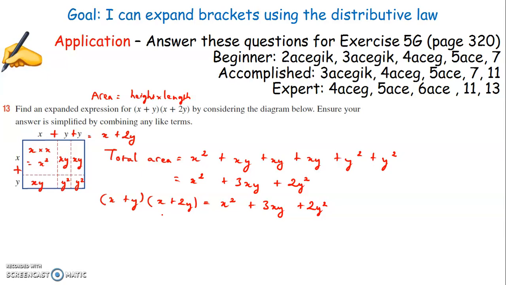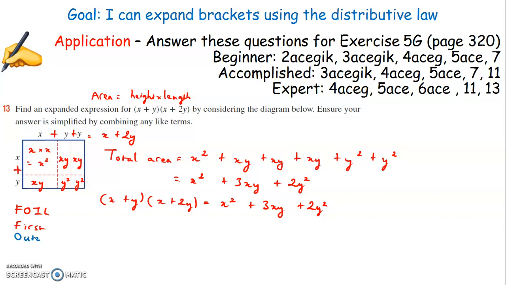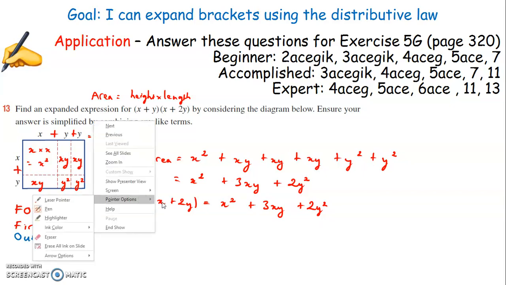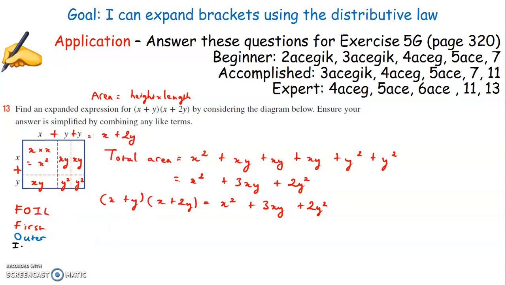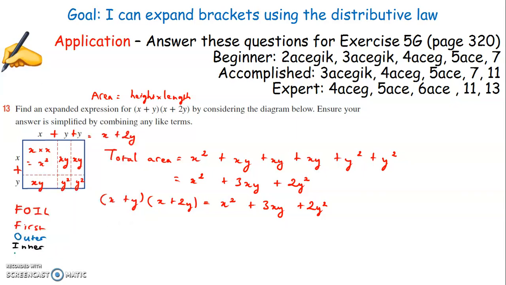So if you're still staying here, I'm taking that as you want to know the different method. This method we learn in year 9 is called FOIL. Let me write this in a different color. The F stands for first, the O stands for outer, the I stands for inner, and the L stands for last. So what does that mean?